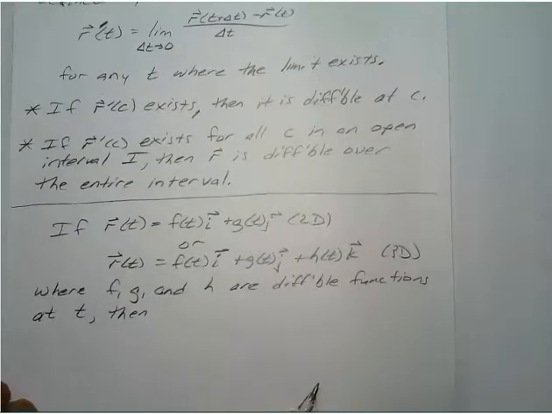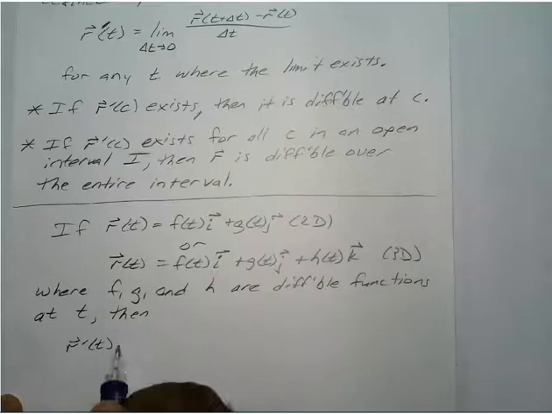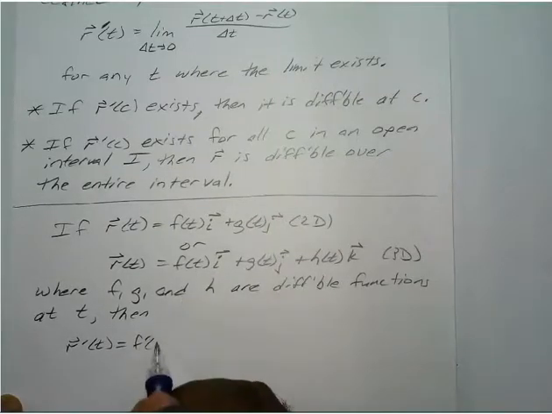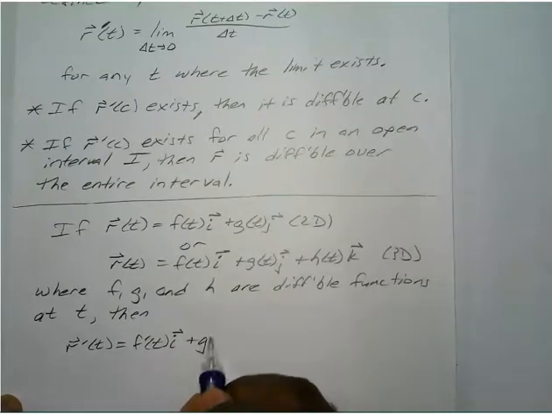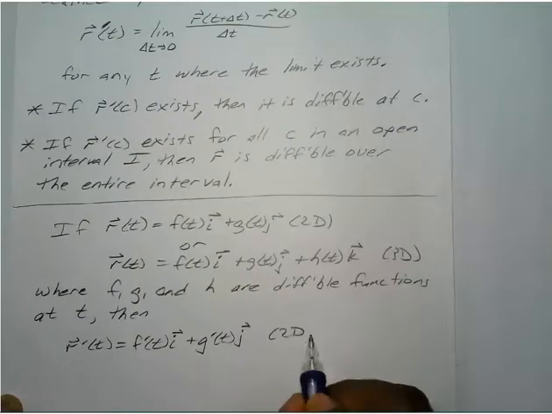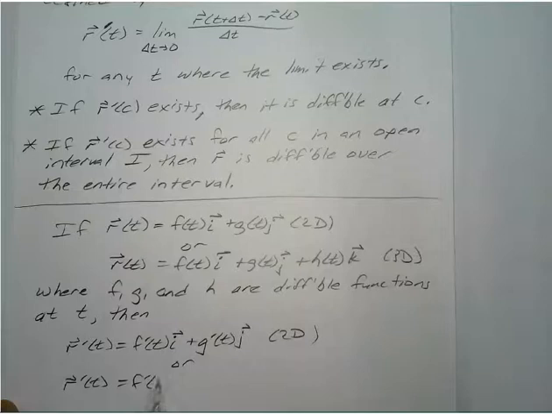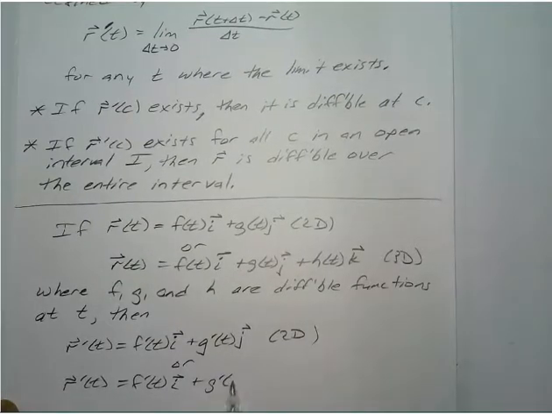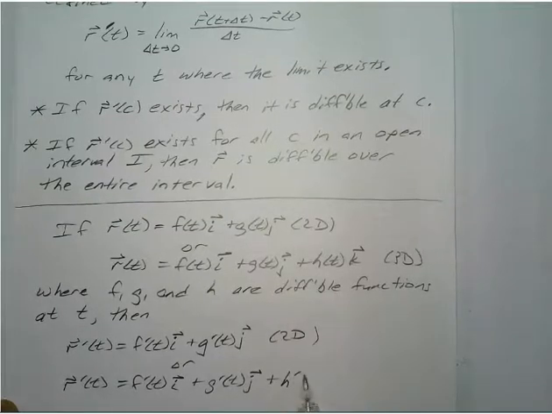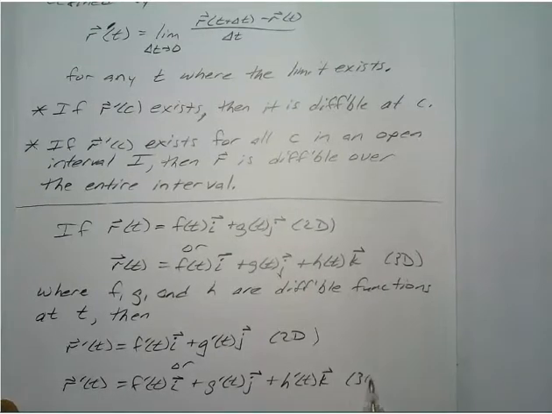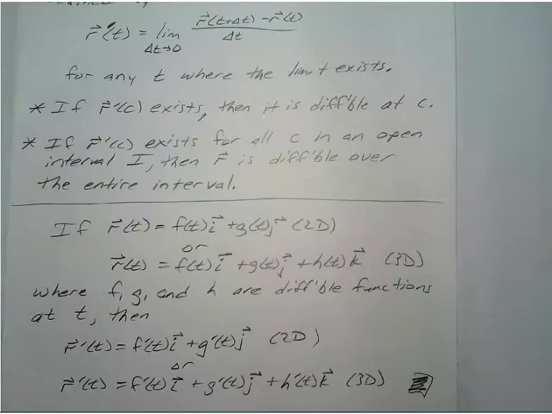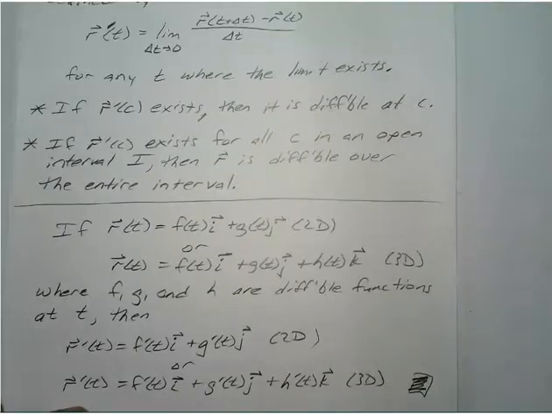Then we know that r prime of t is equal to the derivative of the first component function plus the derivative of the second component function in 2 dimensions, or r prime of t is equal to the derivative of the first component function plus the derivative of the second component function plus the derivative of the third component function. And that's in 3 dimensions. So like I said, the definition did not change a whole lot. If you are writing, feel free to press pause, but we're going to go ahead and move on to our next page.